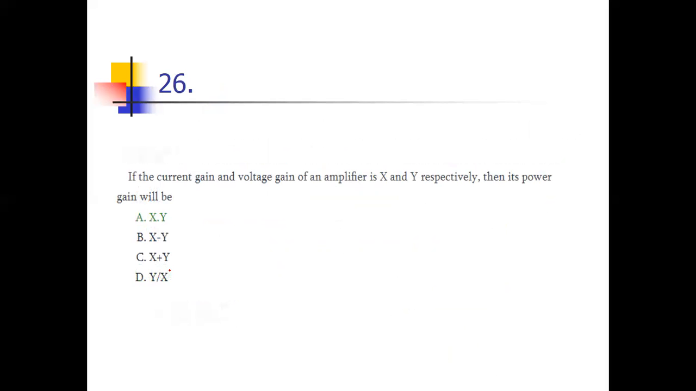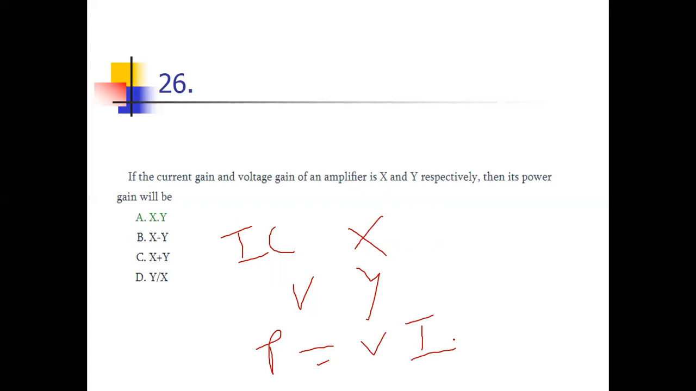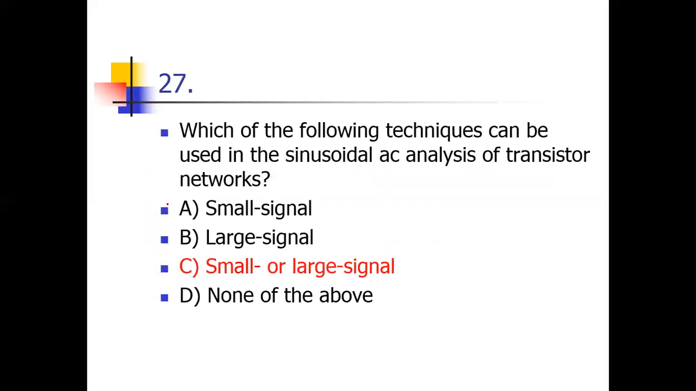If the current gain of the amplifier is X and the voltage gain is Y, then power equals voltage into current. Voltage gain is Y, current gain is X, so power gain is X into Y. Which of the following techniques can be used in sinusoidal AC analysis of a transistor? Two types of analysis: small signal analysis or large signal analysis.